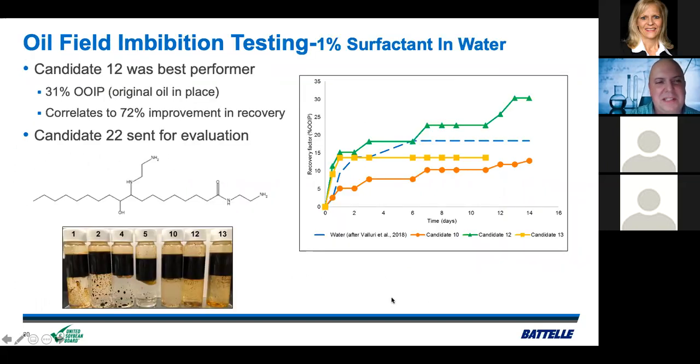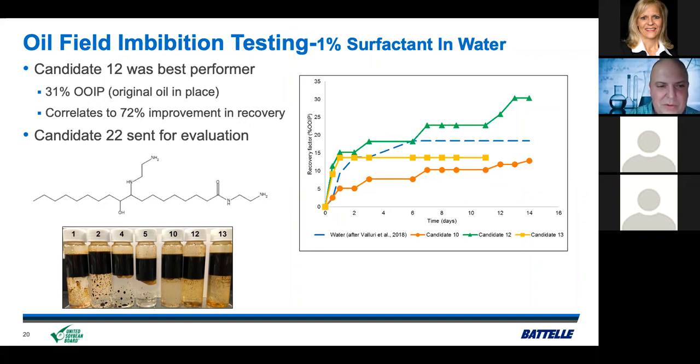And that was a little bit of a downer because candidate 12 was our best performer and gave some unique properties on contact angles when you're looking at imbibition testing. So we were able to get about 72% improvement in oil recovery in imbibition testing in-house.